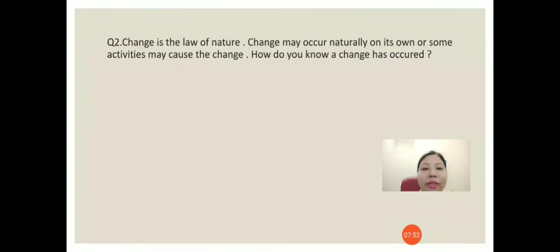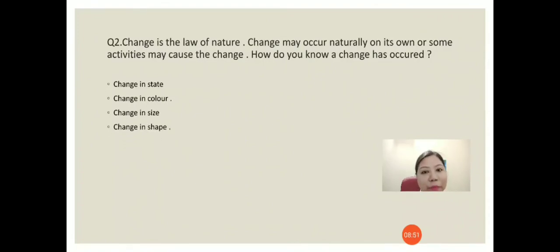The second question. Change is the law of nature. Change may occur naturally on its own, or some activities may cause the change. How do you know a change has occurred? So we had already discussed this question. We know that change has occurred when the original thing looks different. Like if there is a change in state, ice changes into liquid water. So a change has taken place. Change in color. When you slice an apple and keep it for some time, it becomes brown. So color has changed. So we know that change has taken place. Change in size. Breaking of the stick. Yes. So when stick is broken into smaller pieces, the size changes.